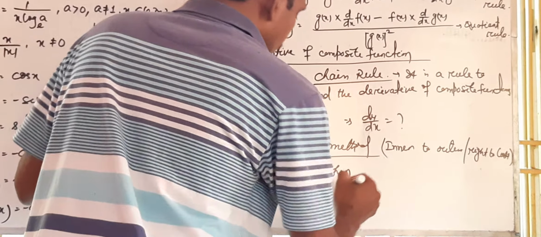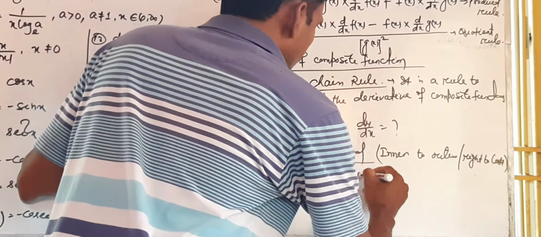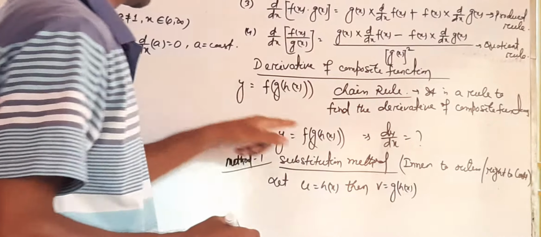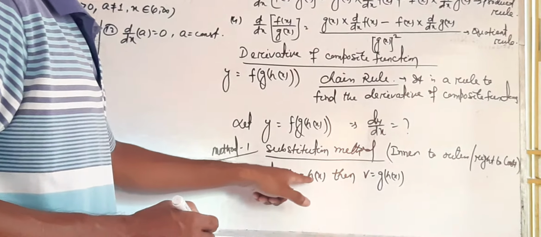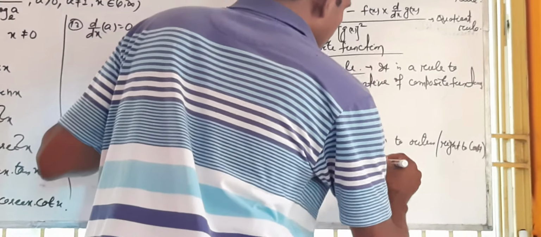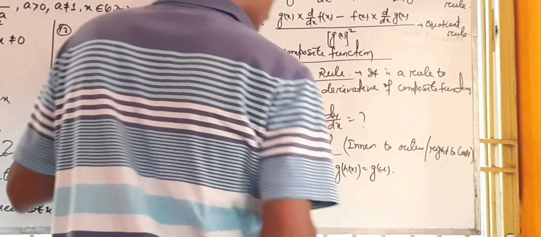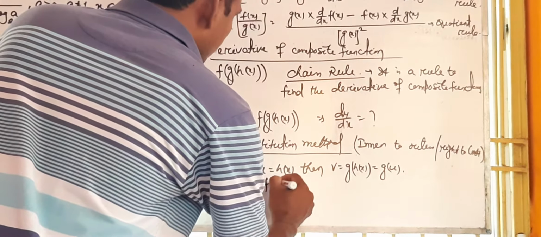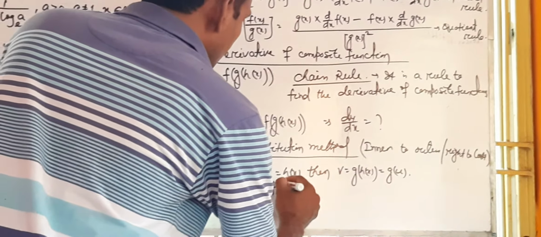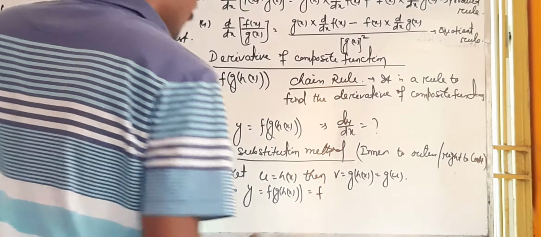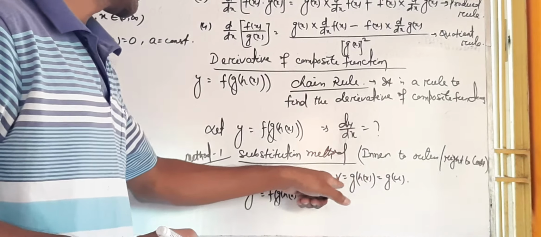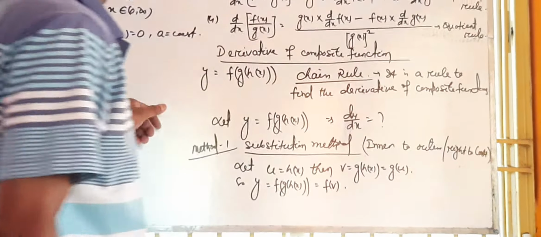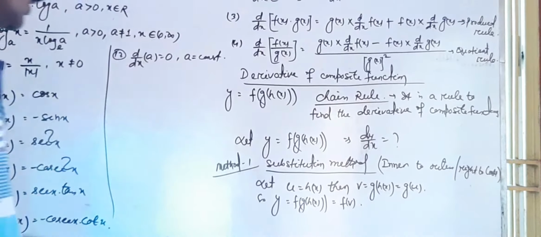Then v will be equal to g of h of x. G of h of x we have taken as v. But what is h of x? It is u. So you can write it as g of u. So now y is f of g of h of x. So it is f of, now what is g of h of x? It is v. So you can write it as f of v.